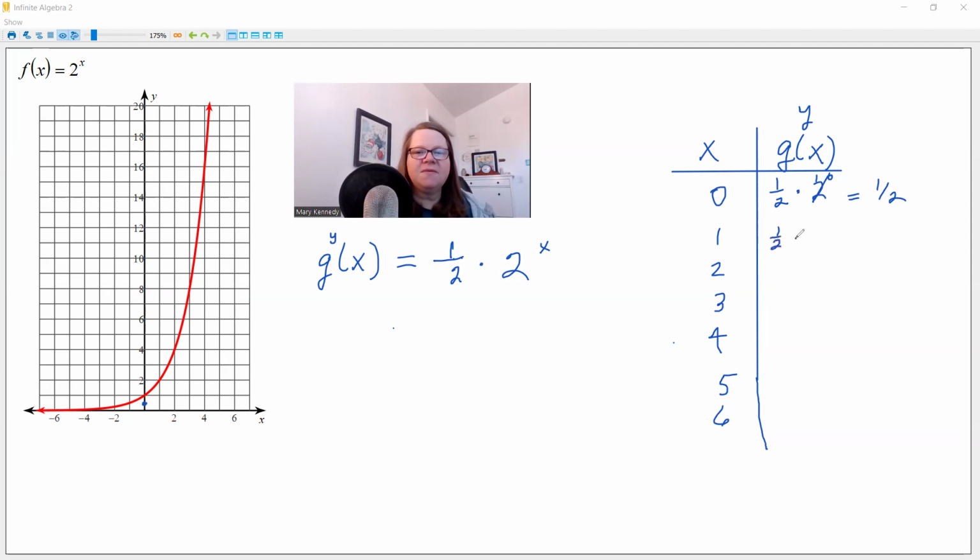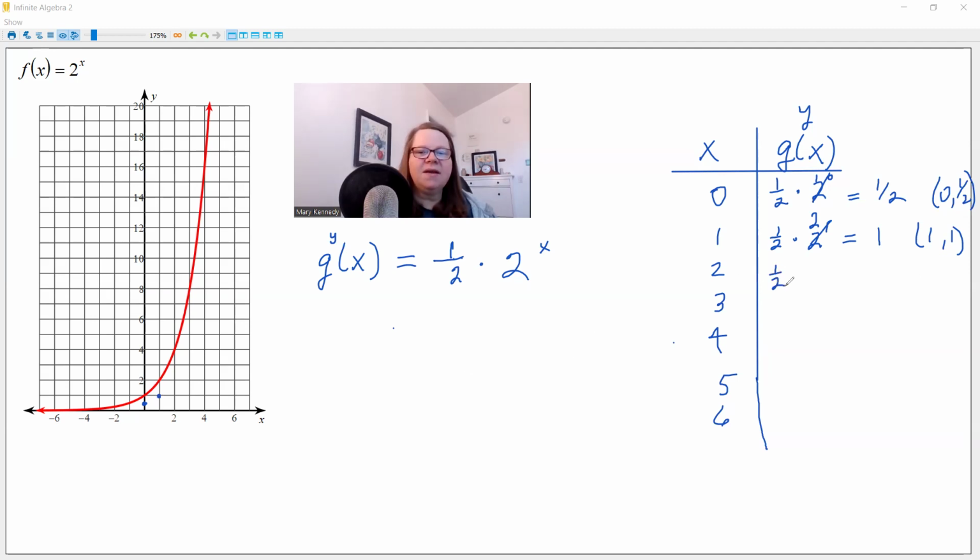So 1/2 times 2 to the 1 power, the first power, right? When I go to the 1. So 2 to the first is just 2. Half of 2 is 1. So that means this is a coordinate 1, 1, just like the first one was a coordinate 0, 1/2. Okay, so at 1, I should be up 1. That's easy to plot that point.